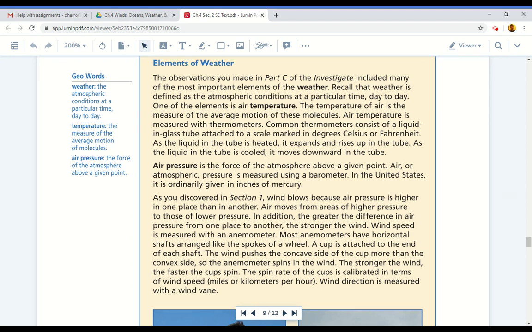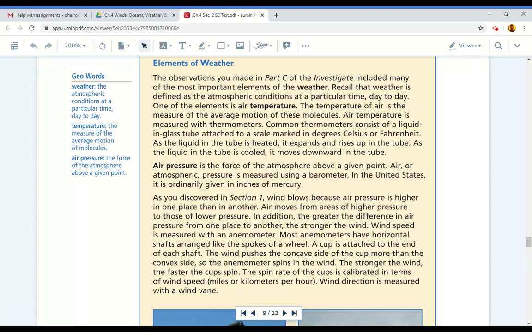Common thermometers consist of a liquid and glass tube attached to a scale marked in degrees Celsius or degrees Fahrenheit. As the liquid in the tube is heated, it expands and rises up in the tube. As the liquid in the tube is cooled, it moves downward in the tube.